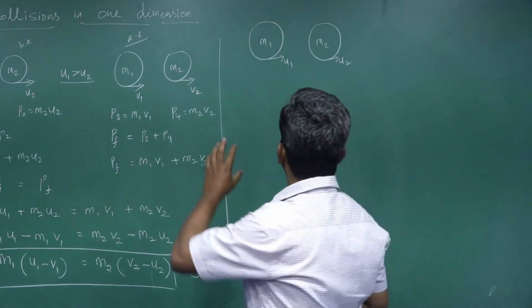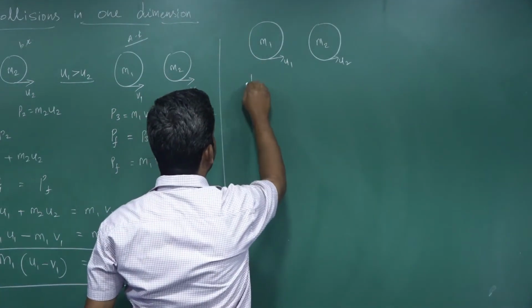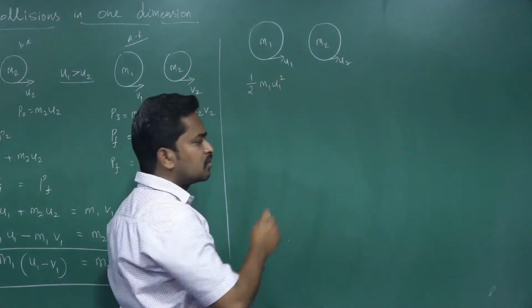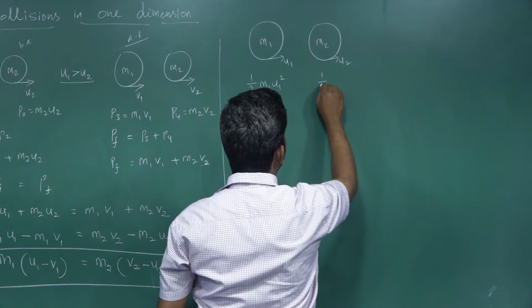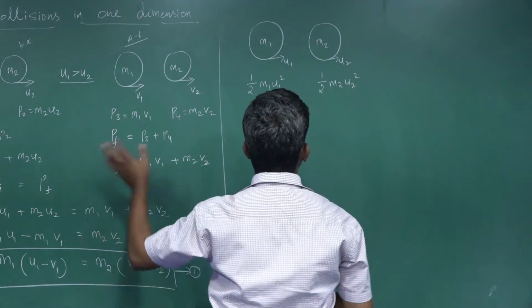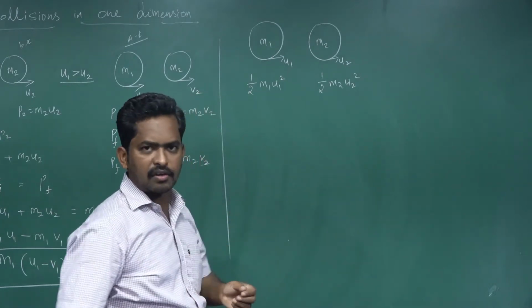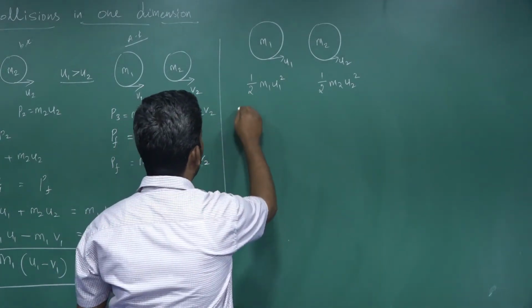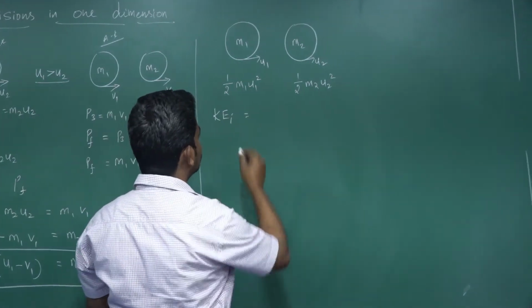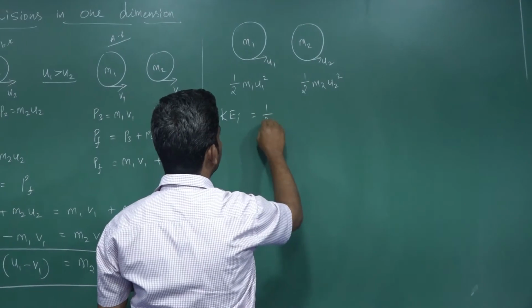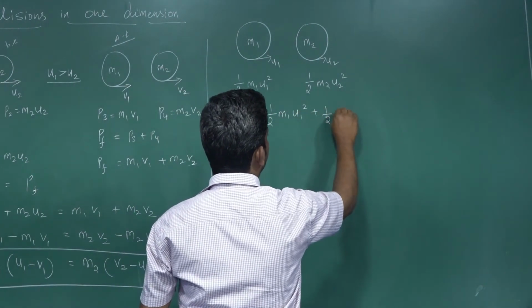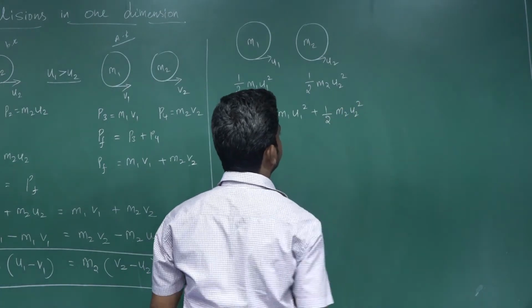The kinetic energy of the first body is 1 by 2 m1 u1 square, and the kinetic energy of the second body is 1 by 2 m2 u2 square. Before collision, the total kinetic energy is 1 by 2 m1 u1 square plus 1 by 2 m2 u2 square.